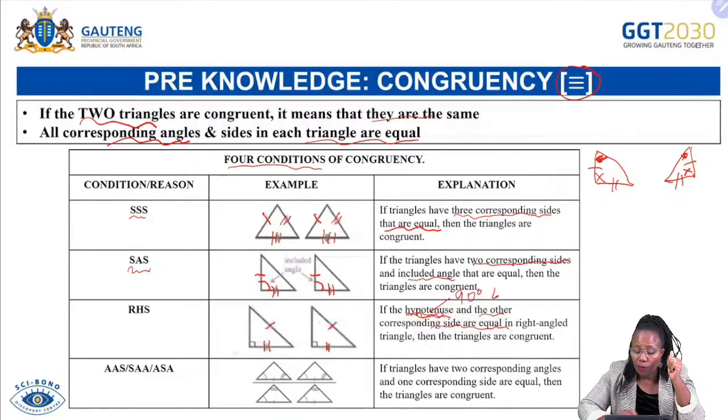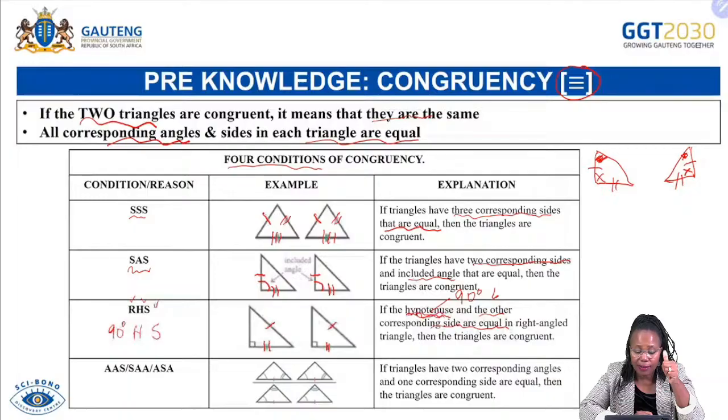Remember, you'll have the hypotenuse, a 90 degree angle and the other side. Then these two triangles will be congruent. And the reason will be: right angle, hypotenuse and side. Sometimes they write it as 90 degrees, hypotenuse and side. It is also acceptable, grade 12.